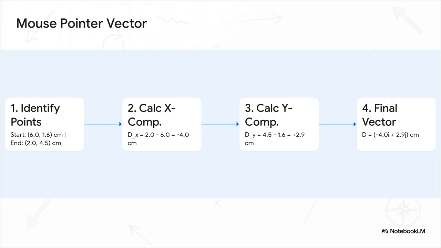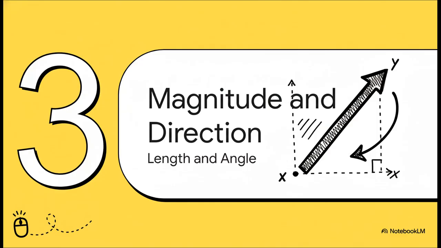Let's make this real with a mouse pointer. Say it starts at one point on your screen and ends at another. To find the vector for that movement, we just subtract the starting coordinates from the ending ones. The x component is just the final x minus the initial x, which gives us negative 4.0 centimeters. The y component is the final y minus the initial y, which is positive 2.9. So our final vector tells us the pointer moved 4 centimeters to the left and 2.9 centimeters up. Simple as that. Okay, so we're pros at breaking vectors down.